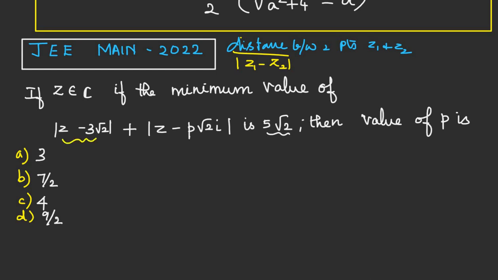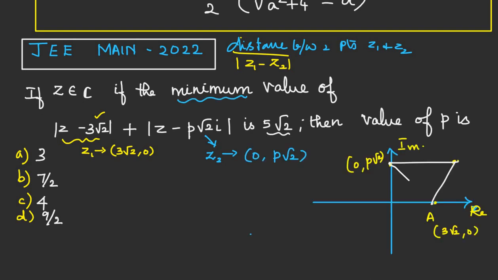So here the distance between the point and another point: the imaginary part is 0, so the point will be 3 root 2 comma 0. This is one point, and the next point is the other number, where the real part is 0, therefore 0 comma p root 2. The point z is such that the sum of the two distances becomes minimum.